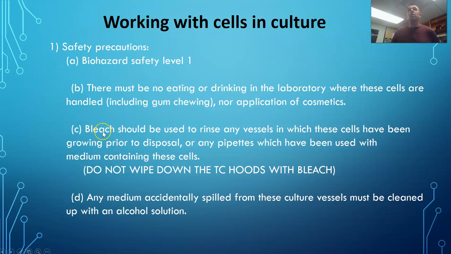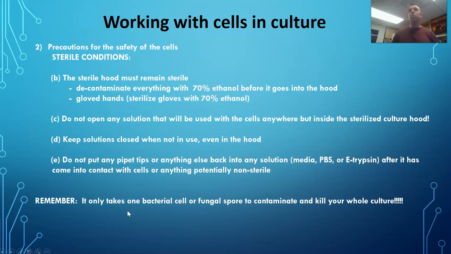Anytime that you work with cells, all of your pipettes and everything should be bleached, but do not wipe the TC hoods down with bleach. That will cause them to rust. If you do spill any media and so forth, we're actually going to clean that up with 70% ethanol. So 70% ethanol, basically 70% ethanol, 30% water. The ethanol basically permeabilizes bacterial membranes or any cell membrane, and then the water rushes in by osmosis, and this basically causes the cell to die.